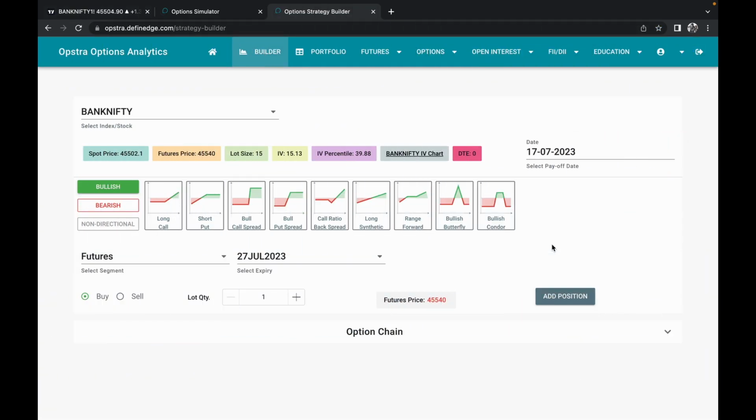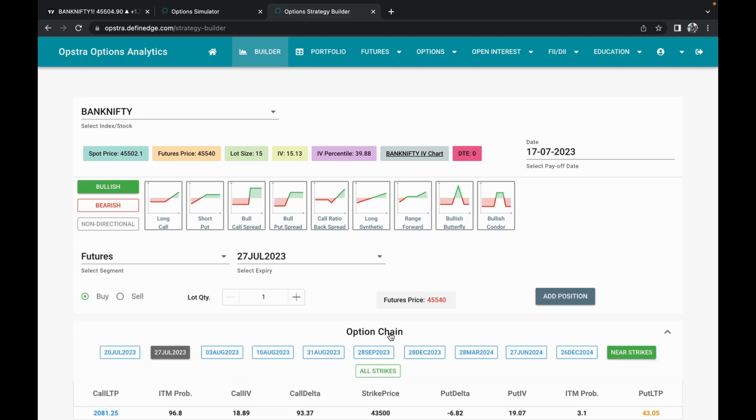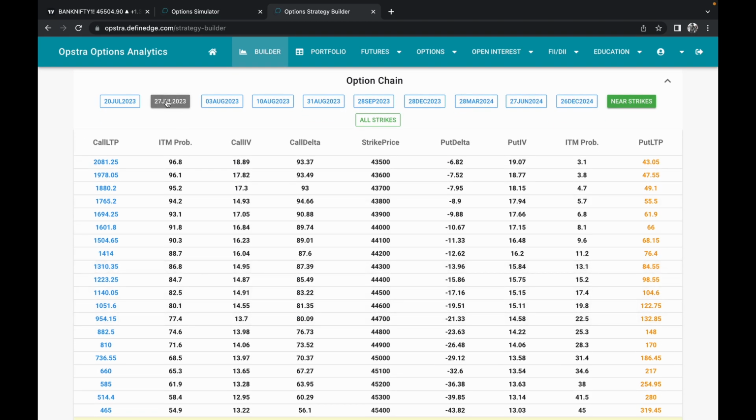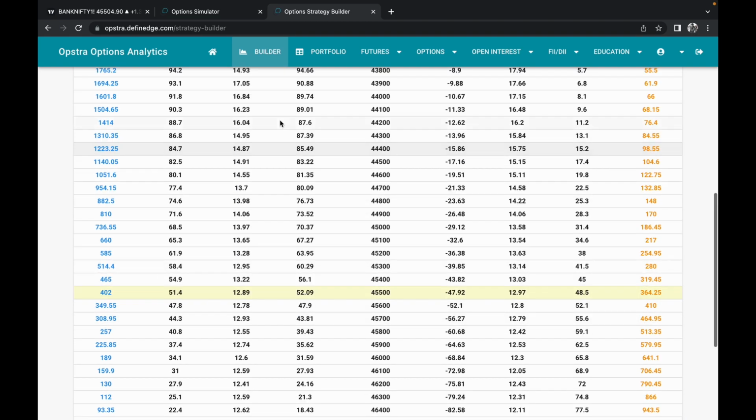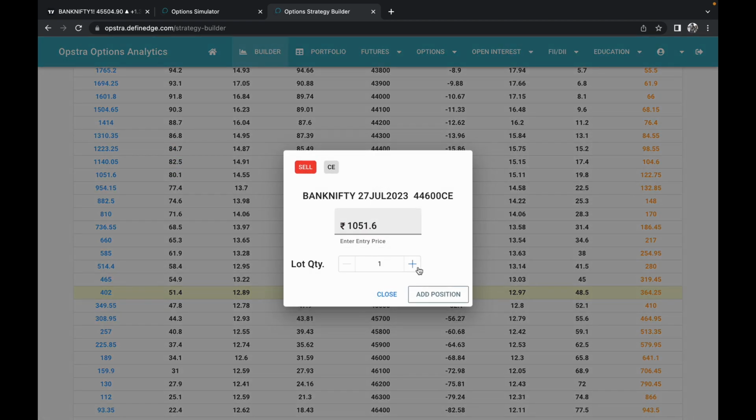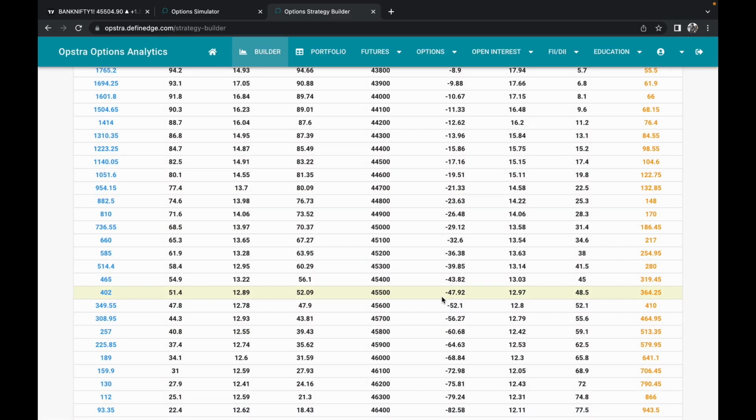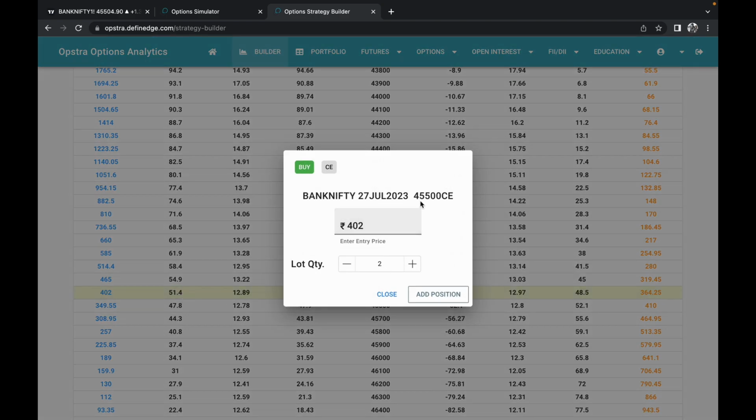Okay, this is the Opstra options platform, and on this platform I am going to show you how to make the strategy. I already selected Bank Nifty, and I'm taking the expiry of 27 July. If you have a very bullish view, then you need to sell an in-the-money call option. So I am going to take a premium of around 1000 and sell 2 lots at a strike price of 44,600 call, which is in the money, right? I'm going to buy the same lots at the money with a strike price of 45,500 call.